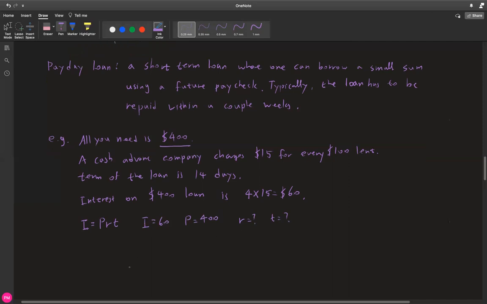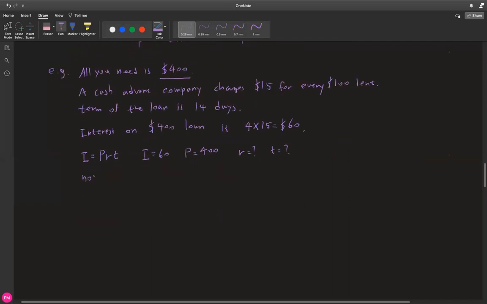So note that the T is in years. You have to convert the 14-day term into years. How do you do that? I know there are leap years, just like this year is a leap year, but let's suppose that every year we have 365 days.